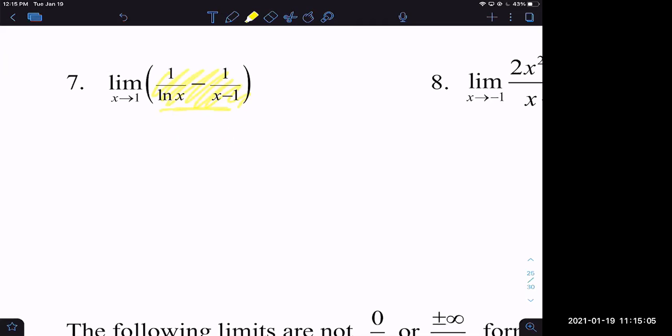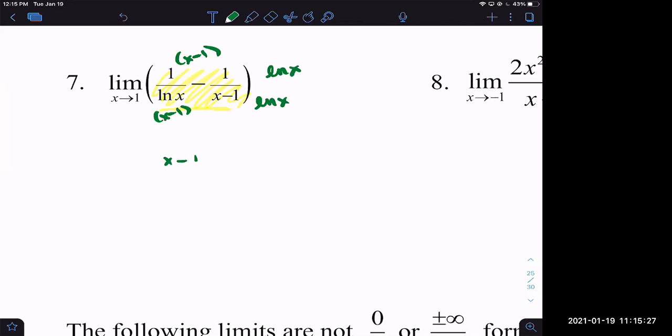Back to, like, to add or subtract two fractions together, what do they both need? Yeah, Isaac. A common denominator, exactly. So I'm going to choose to multiply the first fraction, top and bottom, by x minus 1. And I'll choose to multiply the second fraction by ln of x. My goal is I want to get them with the same denominator so I can write it as one fraction.